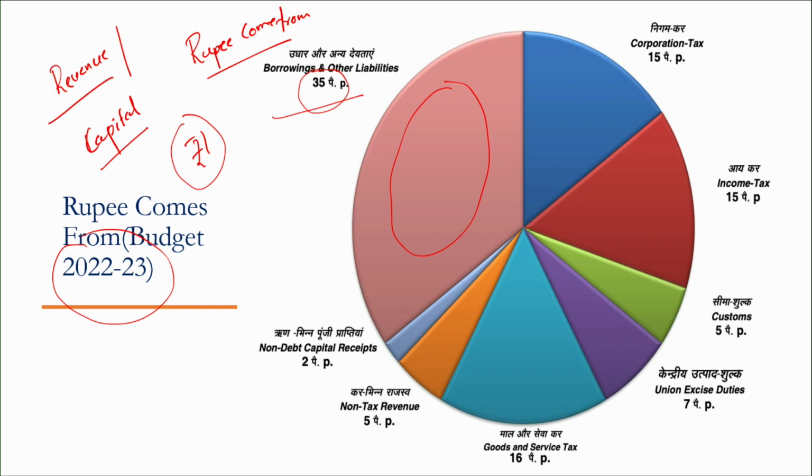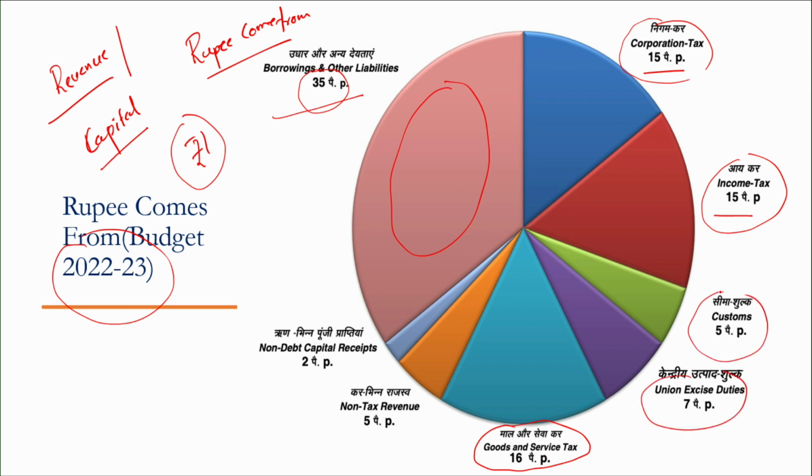The next highest is GST, which is an indirect tax revenue. Then you can see a similar value of 15 paise from corporation tax and income tax. Income tax is simply tax upon individuals, and corporation tax is tax on corporate profits. And then you have the union excise duties and the customs duties. Customs duties means both export and import duties. Then you have other non-tax revenues.